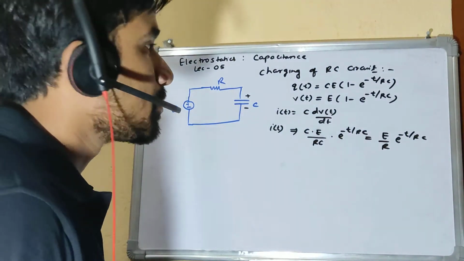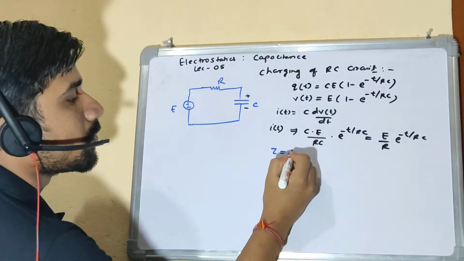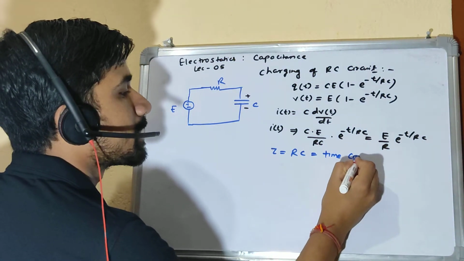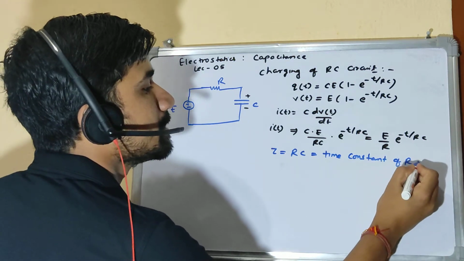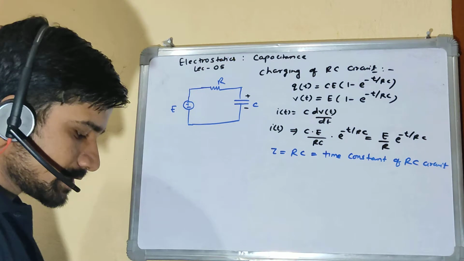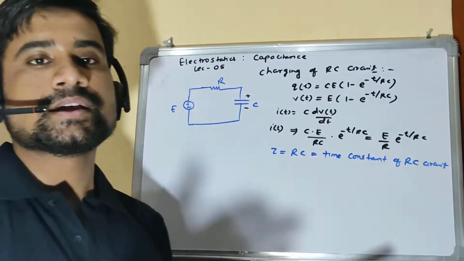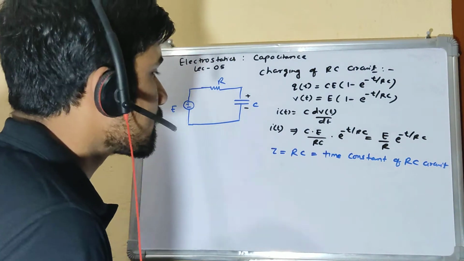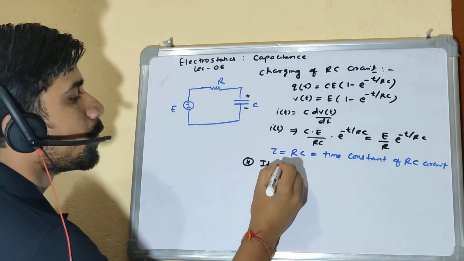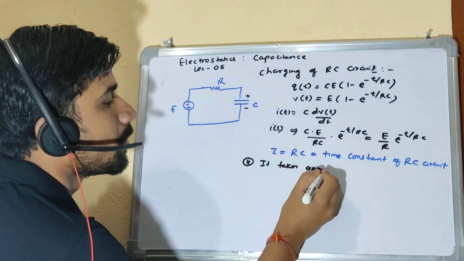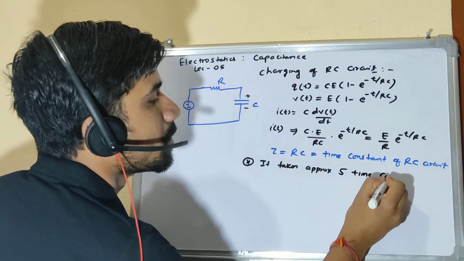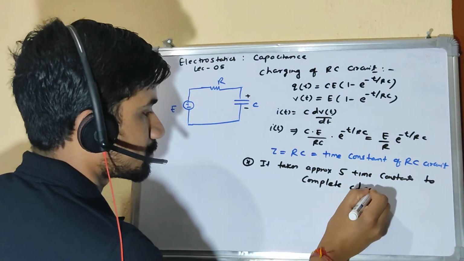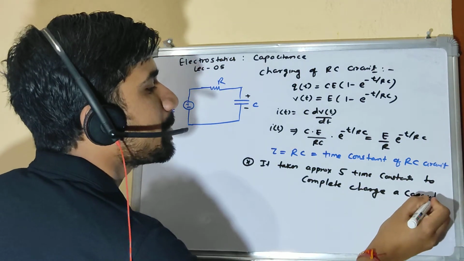And here we define one more term, RC, which is represented by tau, the product of resistance and capacitance, and this is the time constant of the RC circuit. This is the quantity by which we decide how fast or slow a capacitor is charging. We also discussed that it takes approximately 5 time constants to completely charge a capacitor, which means 5 times RC, right?